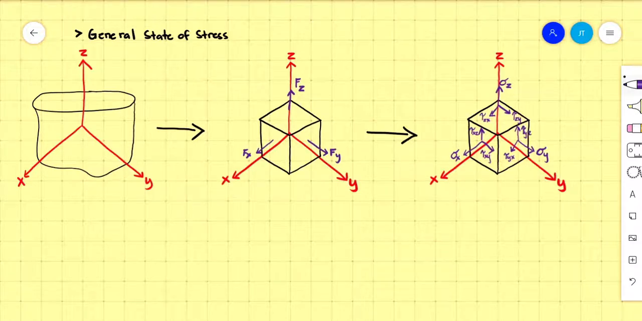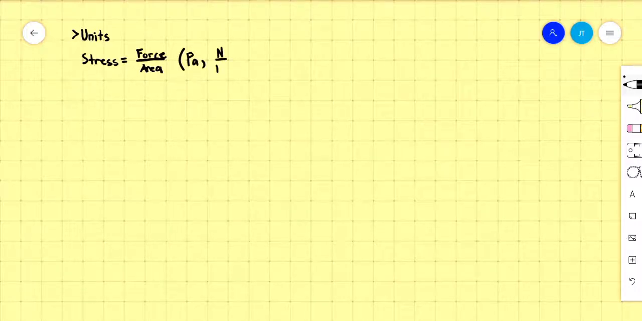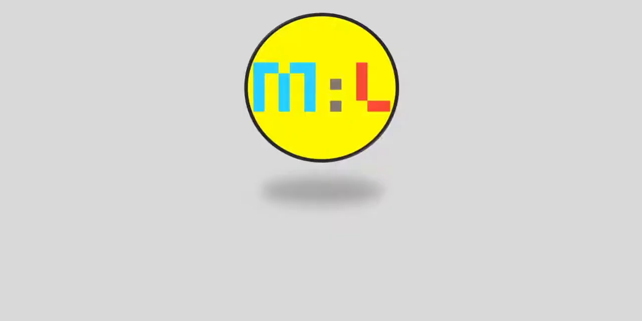Last in this topic are the units. As illustrated in the equations before, stress is the quotient of force per unit area. The units can either be in pascals, Newton per square meter, or psi in the English system. We can say that stress has the same units with pressure, but differs in the range of physical applications. That is all for this session.